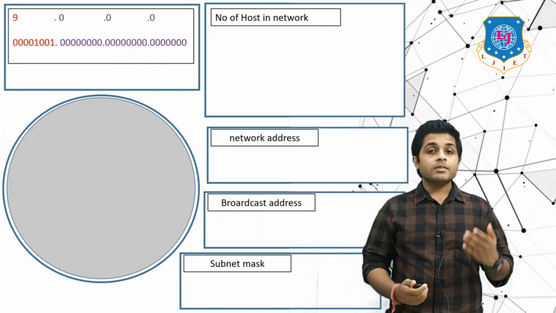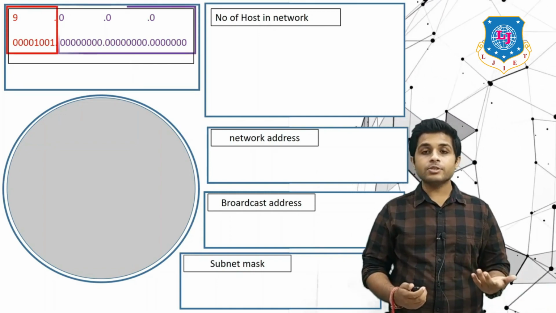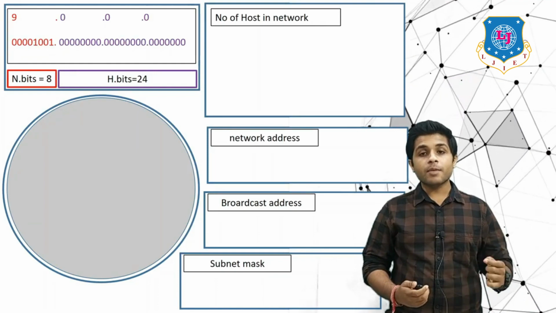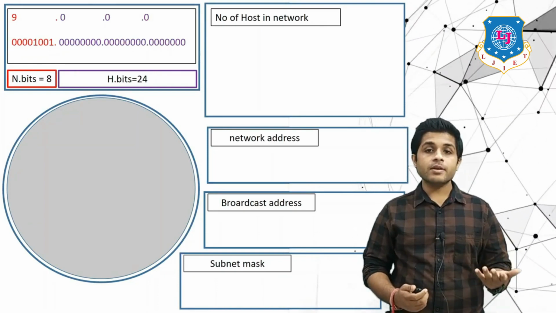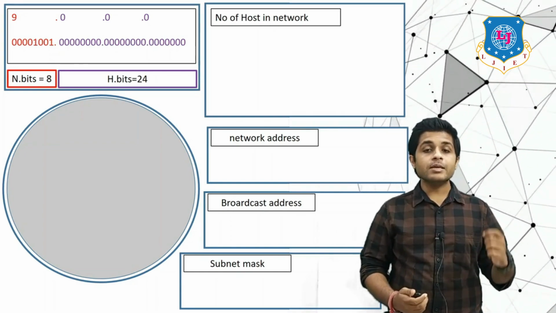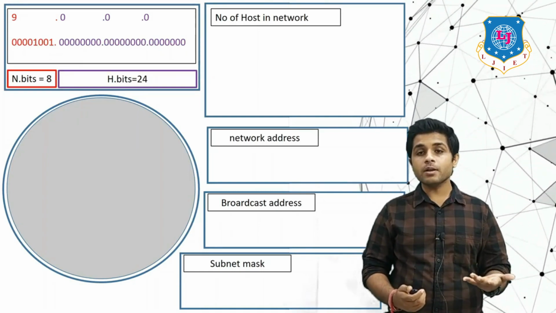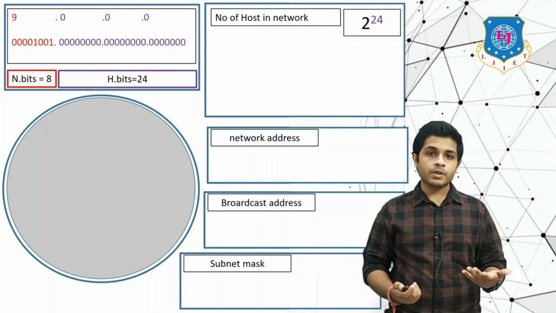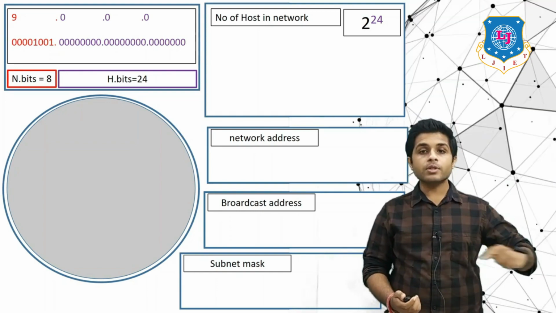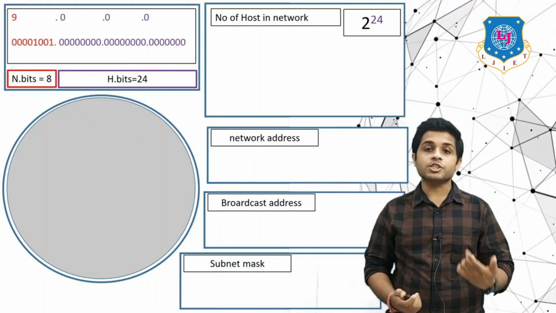We know that in a class A network, the first 8 bits are for the network and the last 24 bits are for the host. Now I want to find the number of hosts possible in this given network. To find it, we have to see the length of the host bits, which is 24 in this case. So how many hosts will be possible? 2 raised to 24. Always remember, the value of the network bits will remain the same throughout the network, but the value of the host bits will keep changing as the host changes.